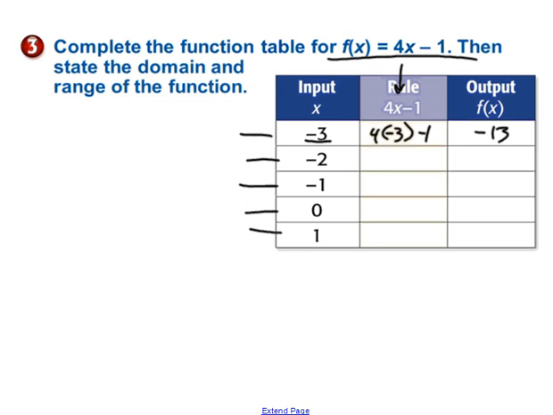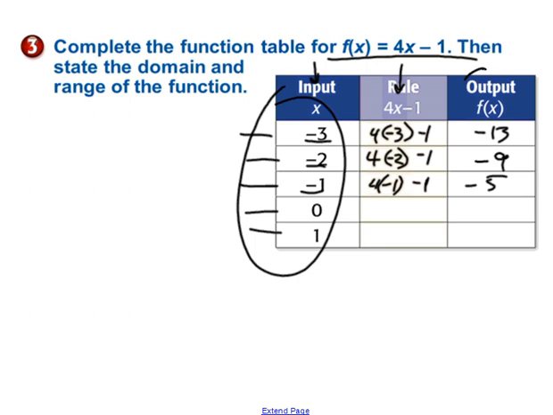All right, I'm going to input now negative 2. So 4 times a negative 2 minus 1. 4 times a negative 2 is minus 8. Minus 1 would be minus 9. Negative 1 is input, so 4 times a negative 1 minus 1. 4 times negative 1 is negative 4. Minus 1 would be negative 5. So again, my inputs, or my domains, are in this column. My range, or my output, is in this column.